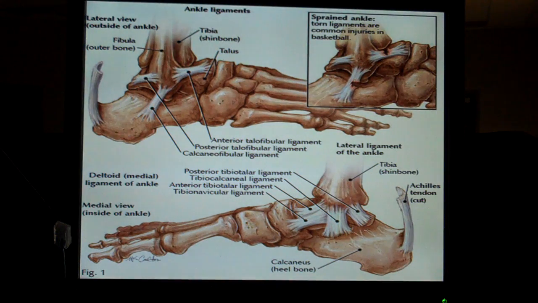So we're going to talk about ankle fractures, and first I just want to review it, and then we're going to go over about 6 or 7 cases.